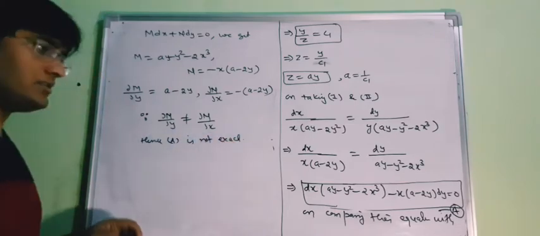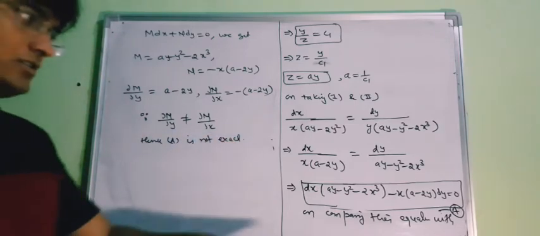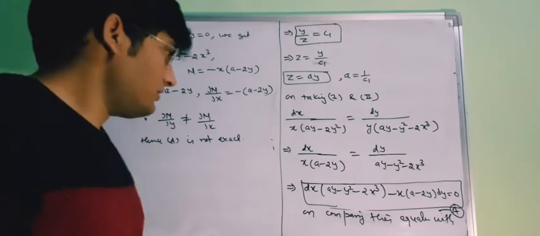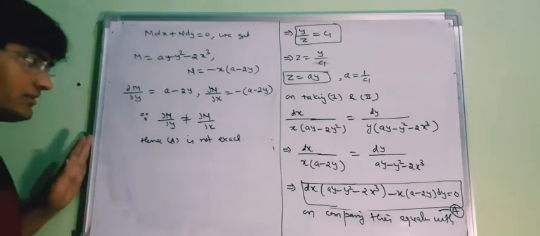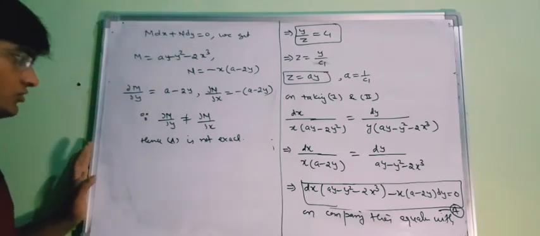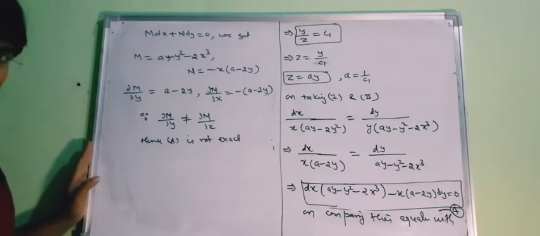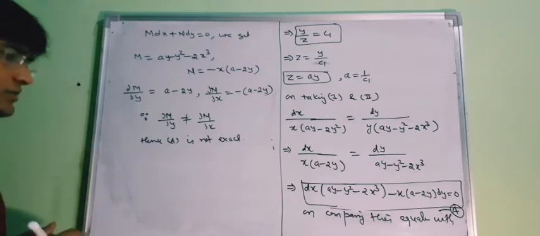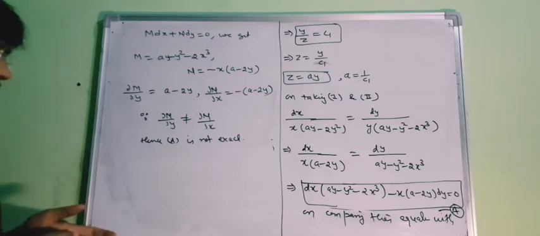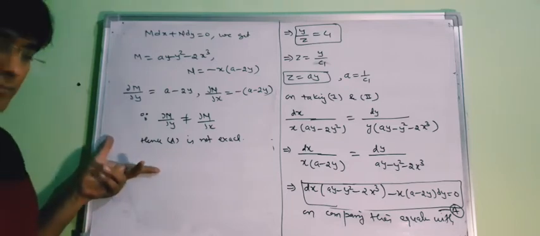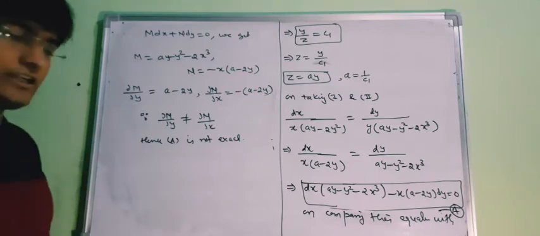So equation number A is not exact. That means it is not integrable, in a rough sense. So to make equation number A integrable, let us first of all reduce it to exact form. For that we need the integrating factor.